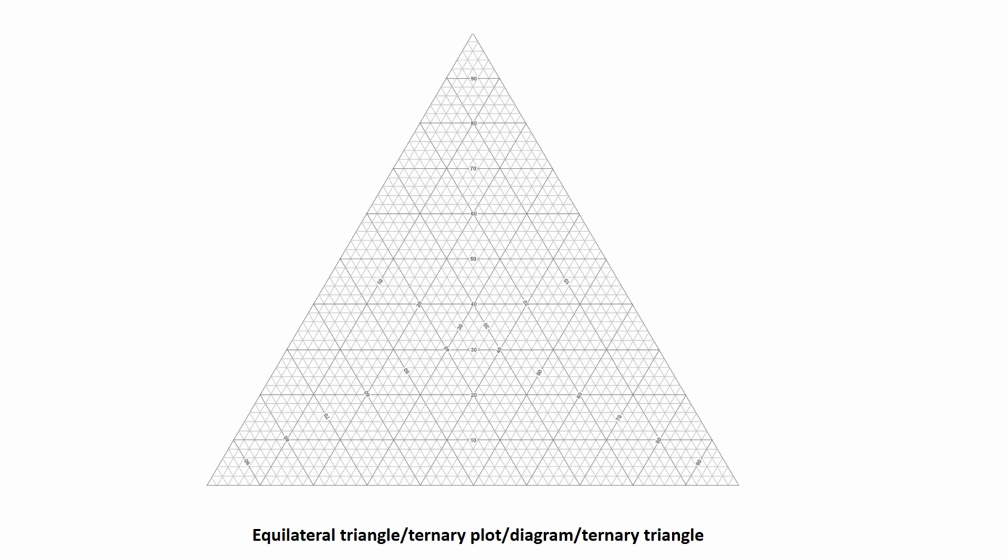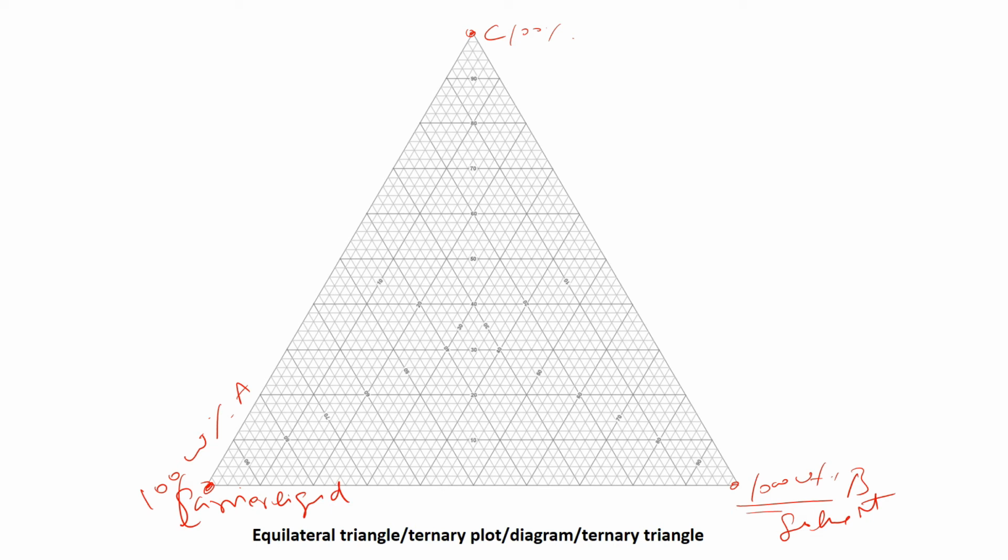Before explaining why we have everything in terms of weight percentage, I will try to explain a few more things. Again, this point is your 100% C. The left side of your triangle is 100 weight percentage of your A, and this is 100 weight percentage of B. So this is your solvent, and this is your carrier liquid. And the top of your triangle is 100 weight percentage of your solute. Remember this word CAB. That will help you to remember where to put your C, where to put your A, and where to put your B.